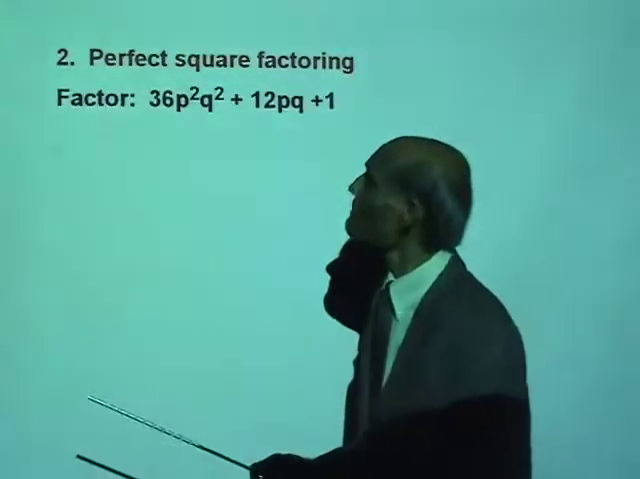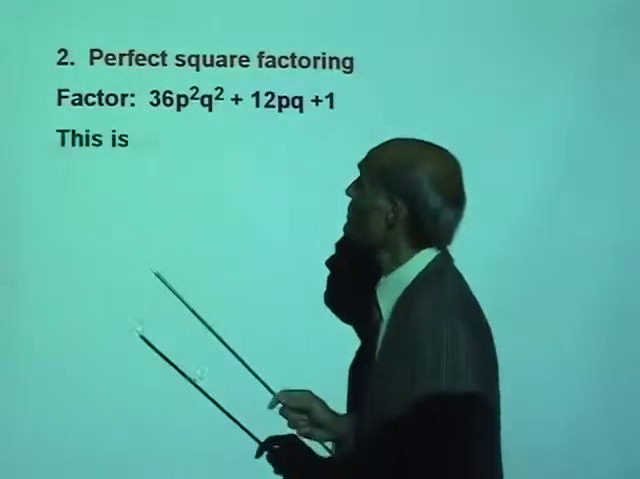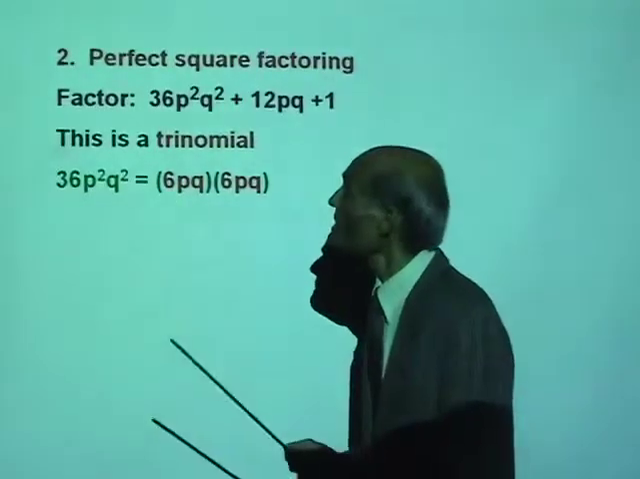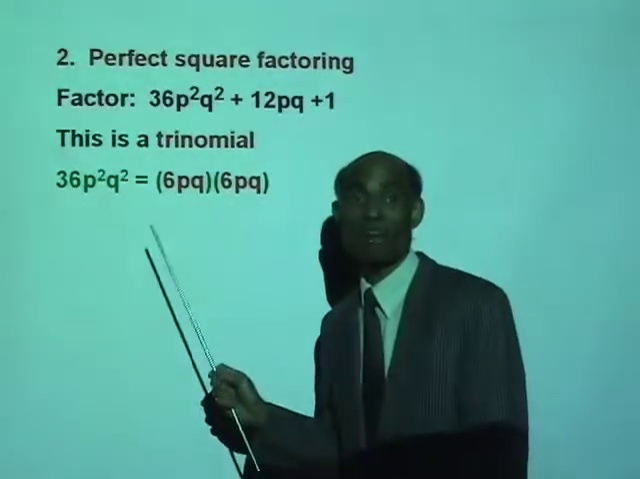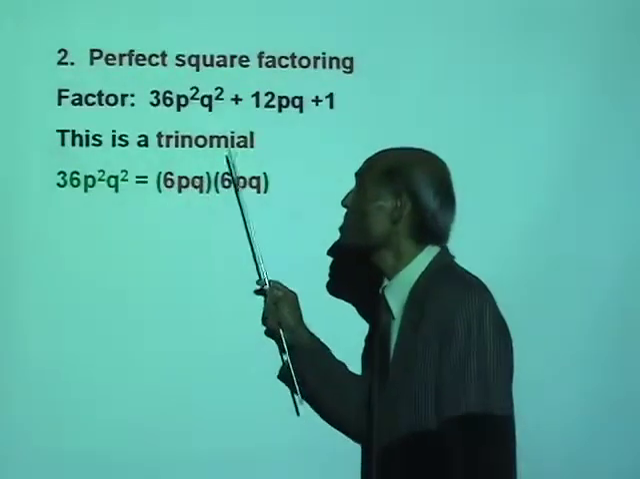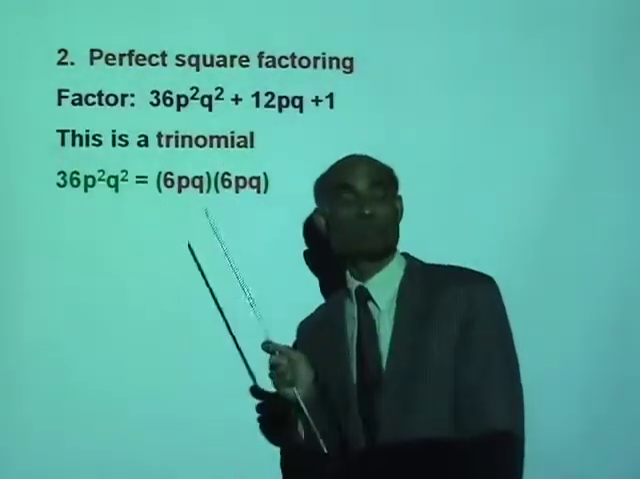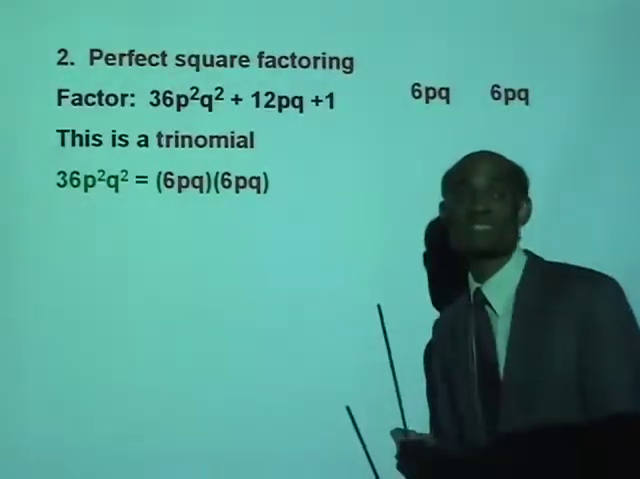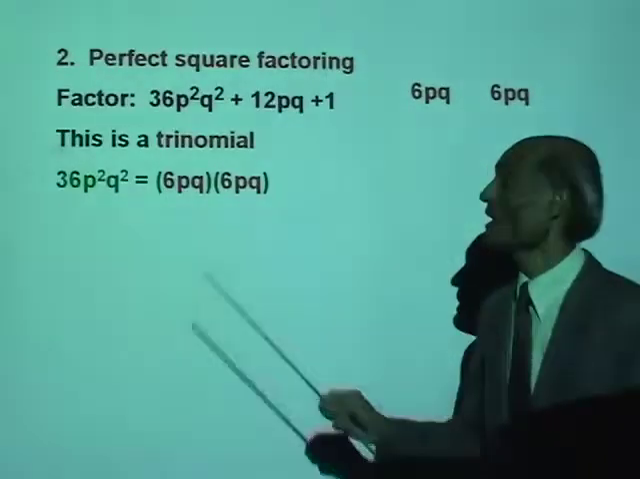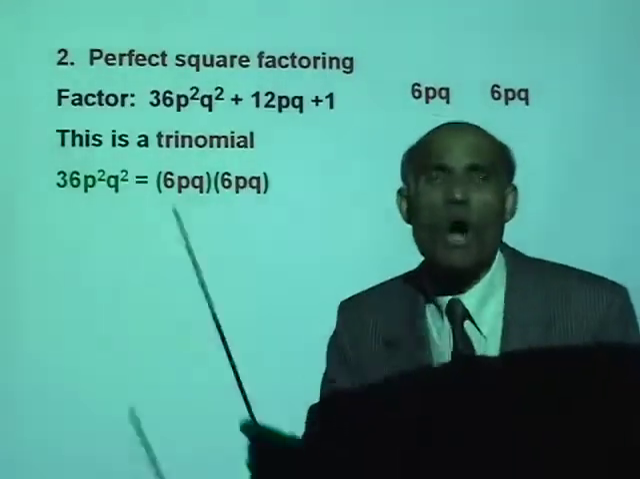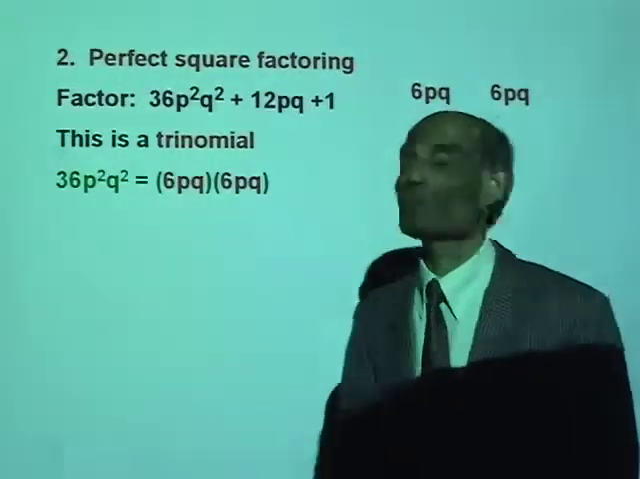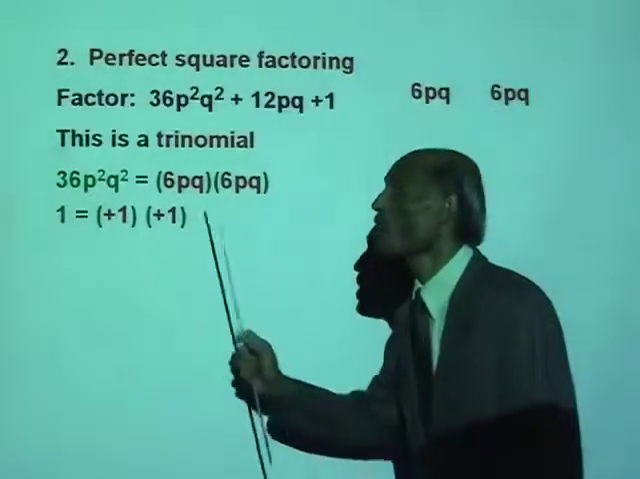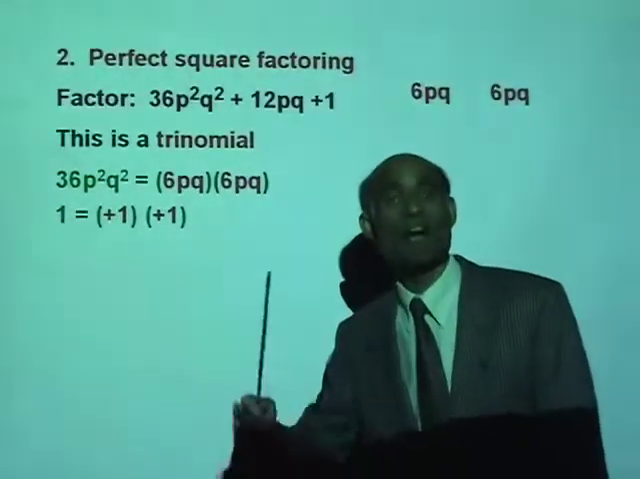Alright, what's the first method? Take the first term, 36p squared q squared, and factor it. 36p squared q squared can be factored as 6pq times 6pq. Is that right? Yes. So let's write it side by side. 6pq and 6pq. And 1, there is only one way to factor it. Because all these signs are positive, plus 1 can be factored only as plus 1 times plus 1.